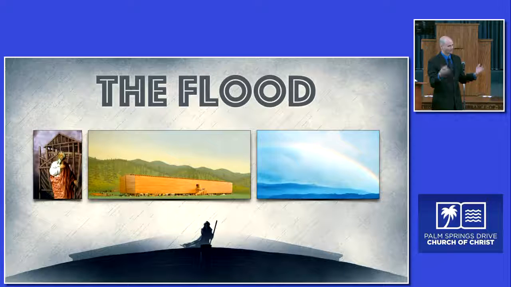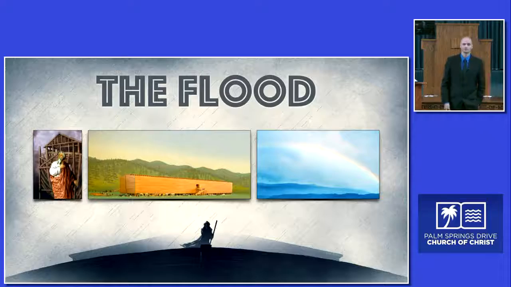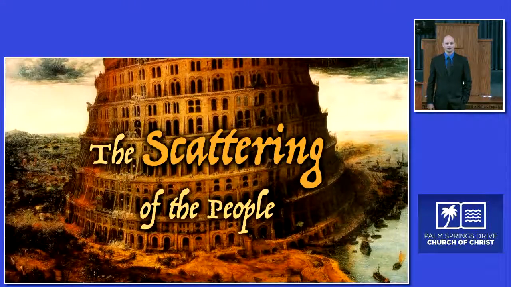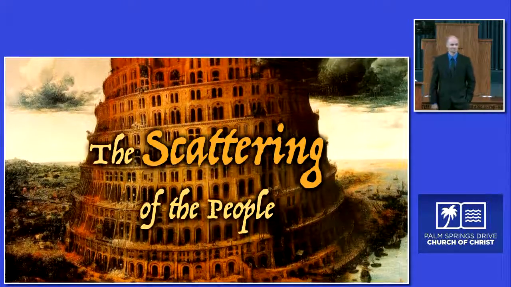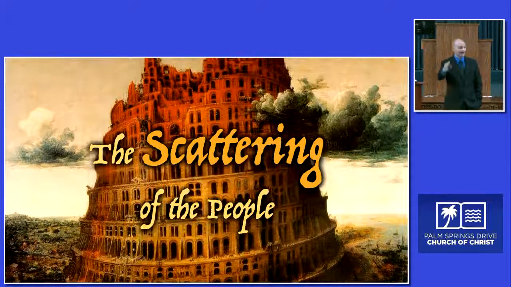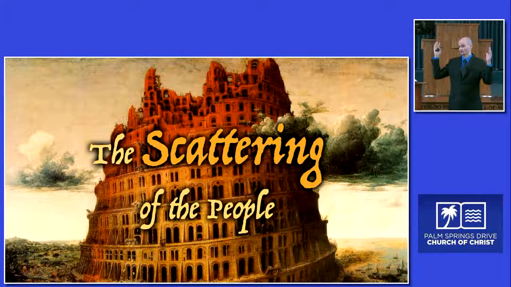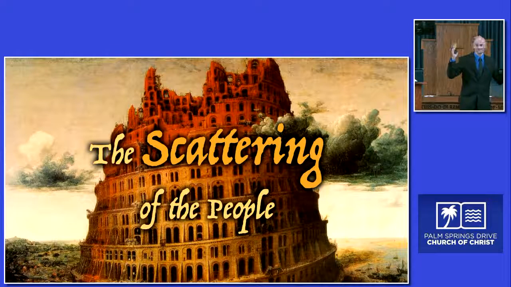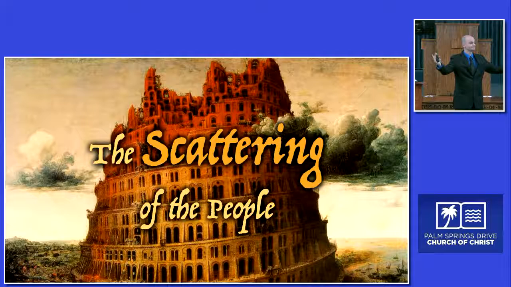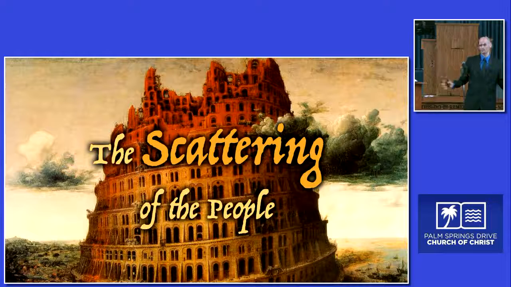All right? What's the next period? Okay, the scattering of the people. And this is where they build a tower, trying to reach high. They're not trying to reach heaven where God dwells, but they are trying to reach the heavens in terms of, like, we're going to build a skyscraper. Why do they want to build a skyscraper? To be united, make a name for themselves. They had one language, they were one nation. This is the whole earth. This is all the people on the planet.